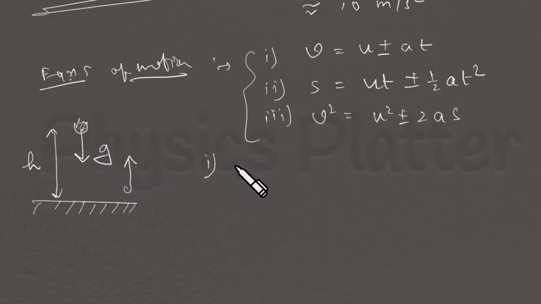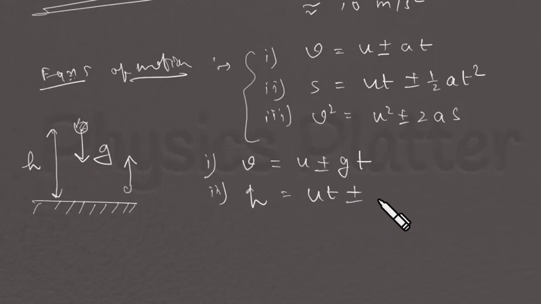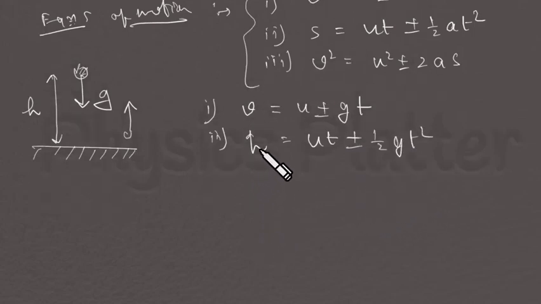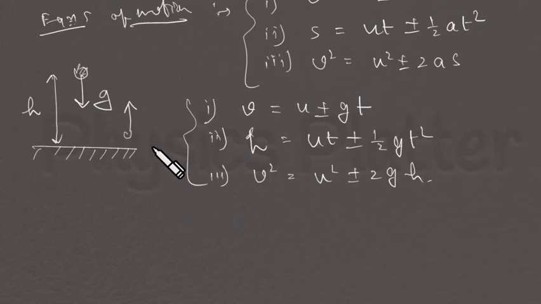Okay, so the equations become v equals u plus or minus gt, then h equals ut plus or minus half gt square, and then v square equals u square plus or minus 2gh. So these are the equations for the vertical motion of a body.